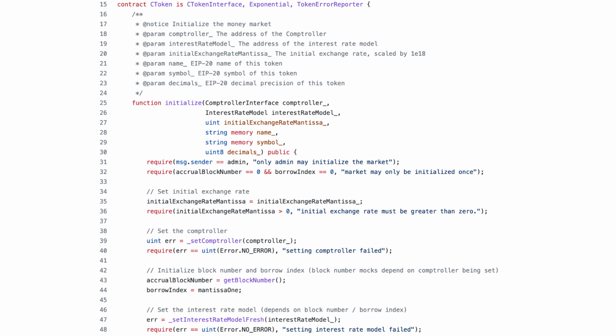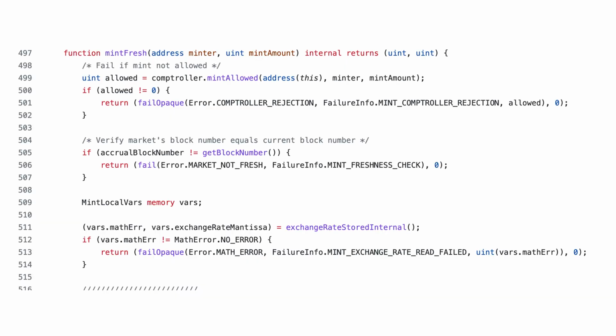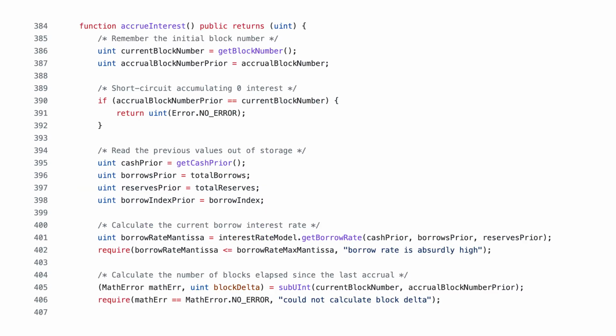The exchange rate and issuance of cTokens are handled by CToken.sol. This contract has ERC-20 functions like transfer, approve, balanceOf, etc. The mint function mints cTokens when a user supplies assets to the protocol. The borrow rate per block and supply rate per block set the interest rate using Compound's interest rate algorithm, updated after each block. Finally, the accrueInterest function is responsible for collecting interest on total borrows, and it stores the interest in a reserve which is paid to users who have lent assets.